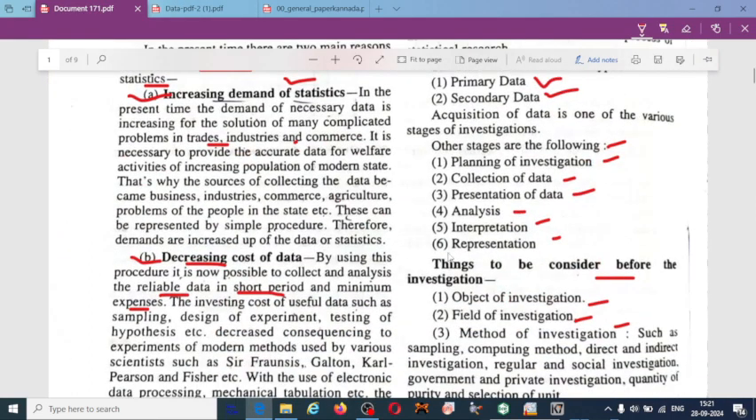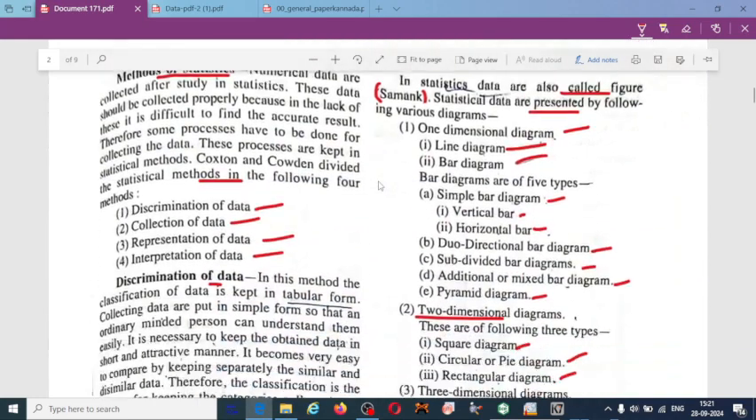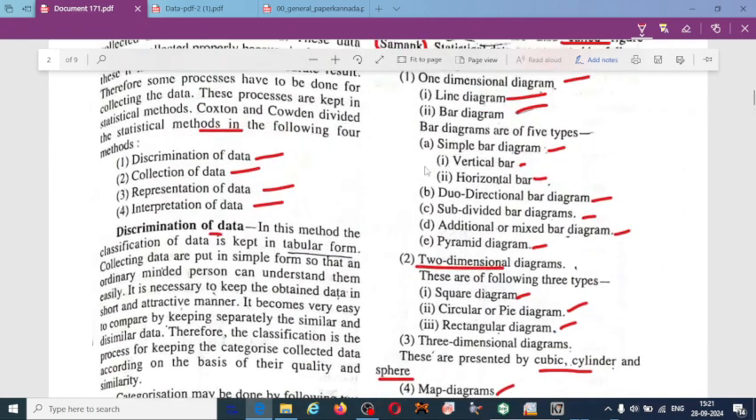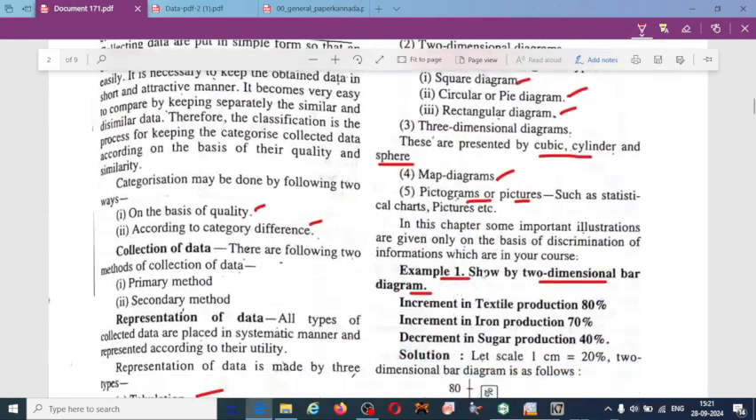So let us solve here some of the questions related to data interpretation. First I will show you some simple examples. Next we can solve the complicated ones. In the first example, if you take a two-dimensional bar diagram, so we have one-dimensional, two-dimensional as well as three-dimensional diagrams.